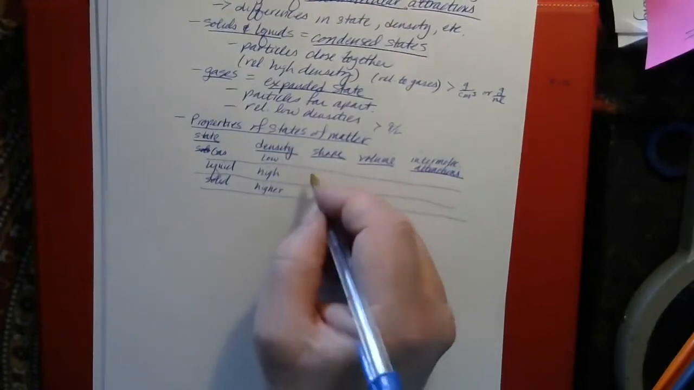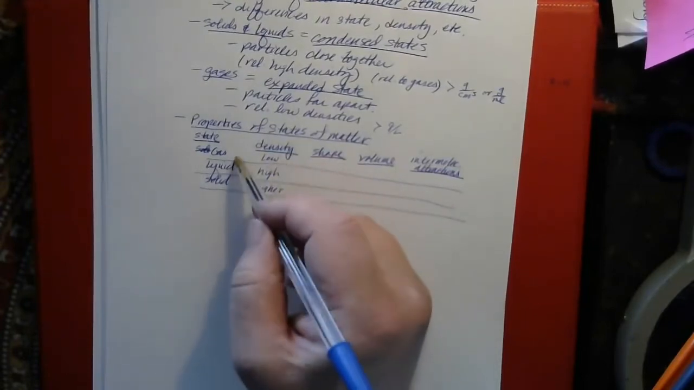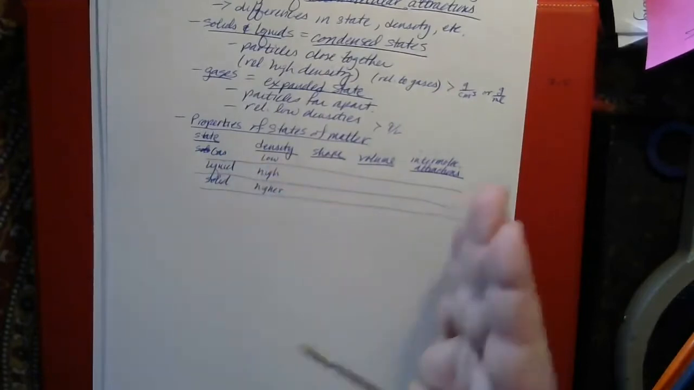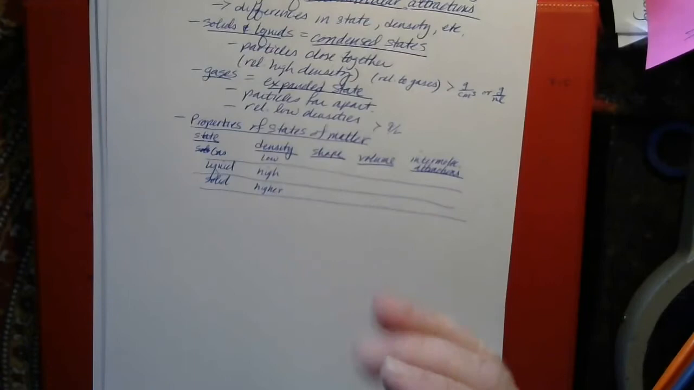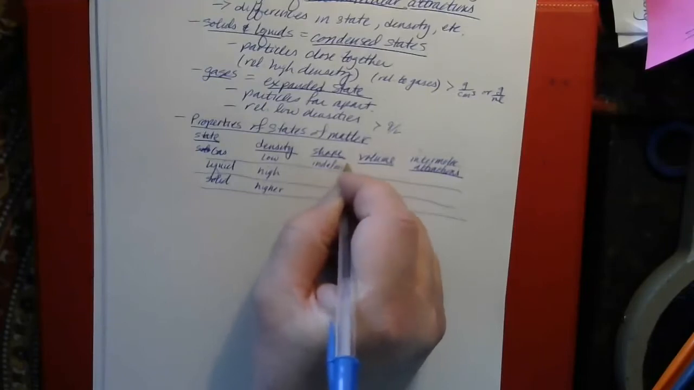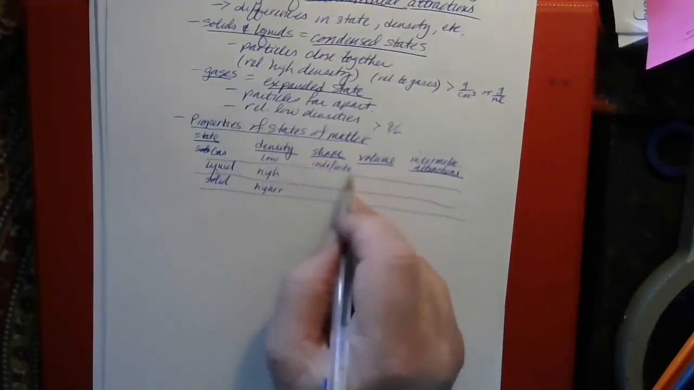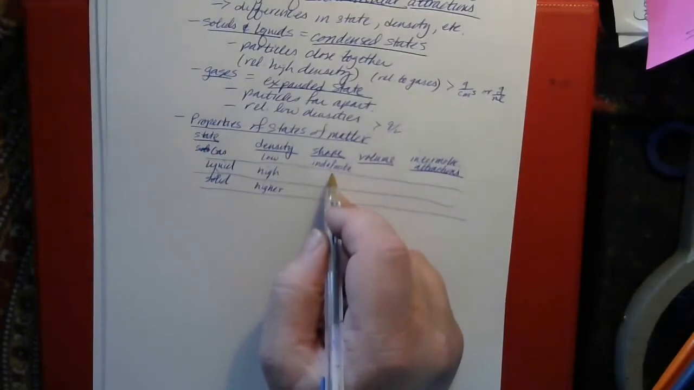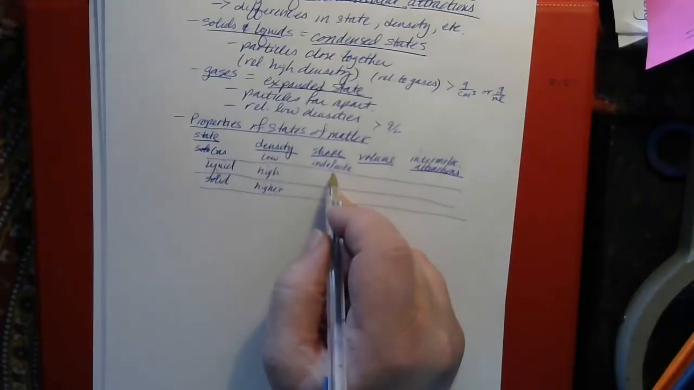For shape, what we're talking about here is whether objects in those states have a definite shape or whether they can change shape easily. And so we would say that gases have an indefinite shape, since gases really have no shape at all. The way we usually put it is that gases adopt whatever shape is the shape of the container that they're held in. And that's because of the tendency of gas particles to be in constant rapid motion in random directions.